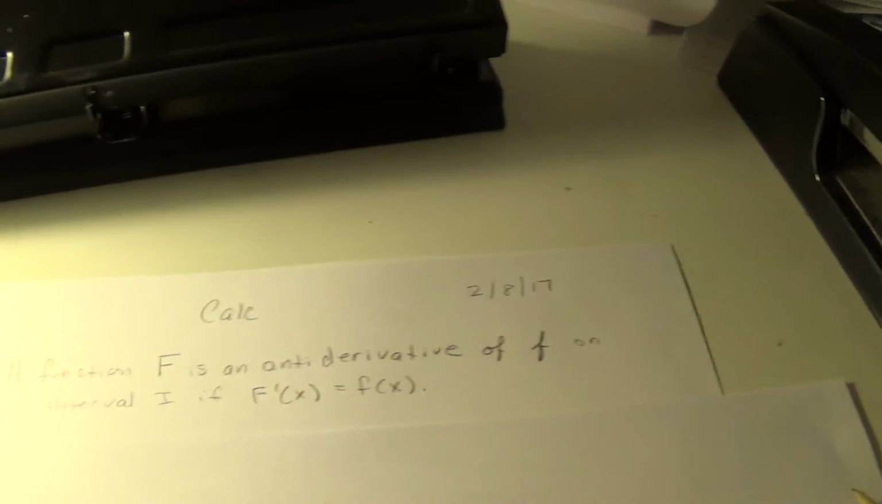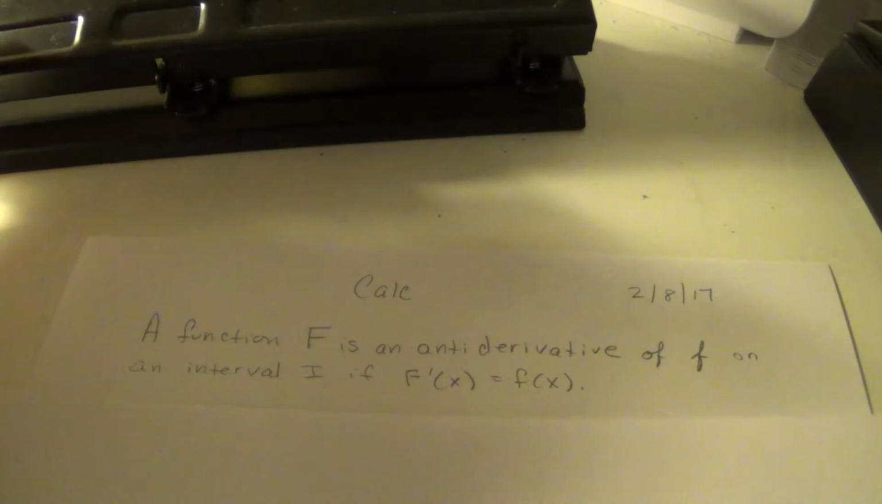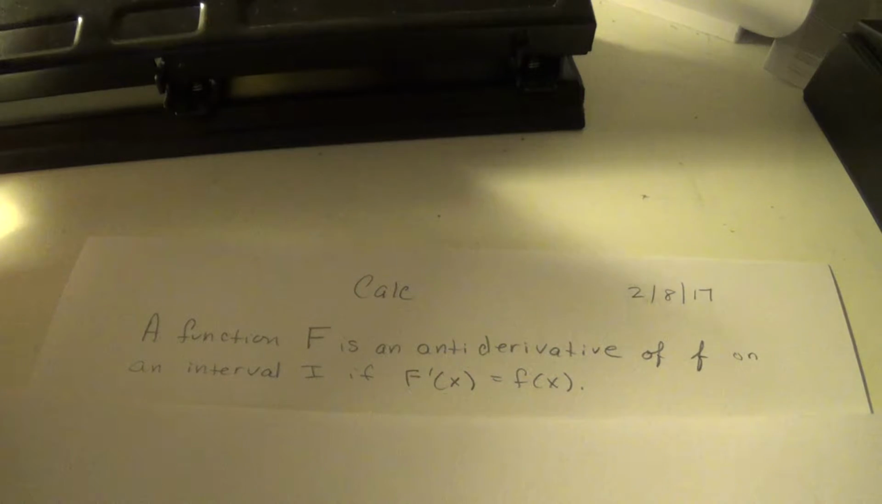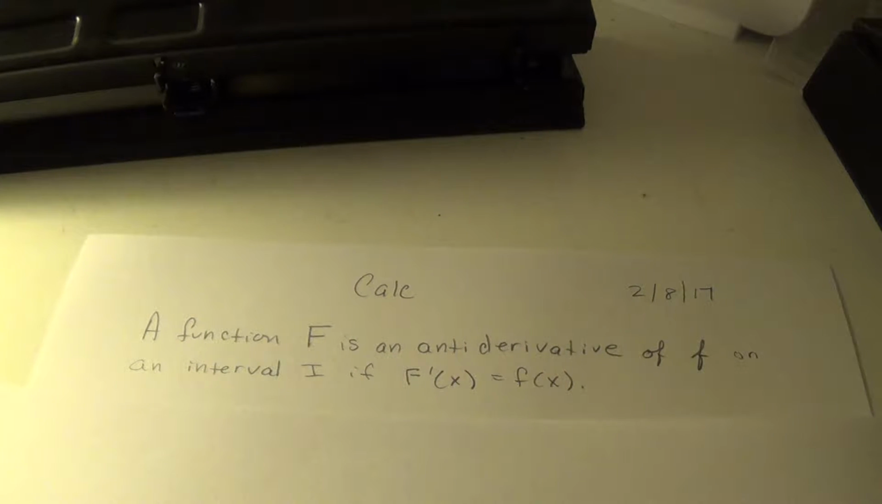Would you write down this definition, please? A function, capital F, is an antiderivative of little f on an interval I if the derivative of capital F equals little f. So write that down. You can pause it for a second or two while you write that down. I'm going to go on.